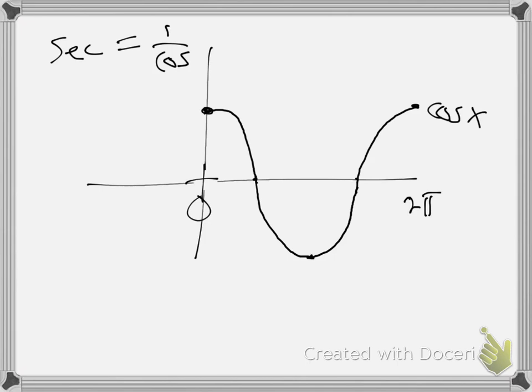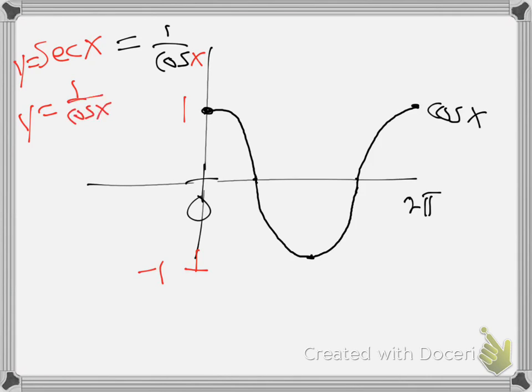Now, secant, I'm going to change the color. So secant of x, what is secant? Well, it's upside down of cosine. Now remember, this goes up to 1 and down to negative 1, right? So what does that mean? That means upside down the y values, because this is y equals secant, and y equals 1 over cosine x, right? So the y values are flipped.